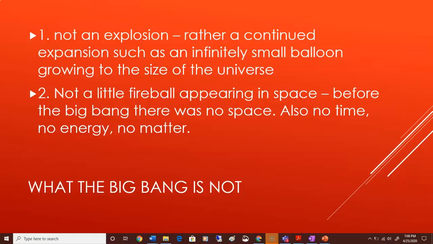First of all, the Big Bang is not actually an explosion because that would indicate the fact that there was sound. But there wasn't sound. Rather, it's just a continual expansion. It's not a little fireball appearing in space, again, because there was no space. There was no time, no energy, no matter. So you can't have a little fireball appearing in space that somehow then expanded. Right? This is the beginning of space as well as the beginning of the universe.